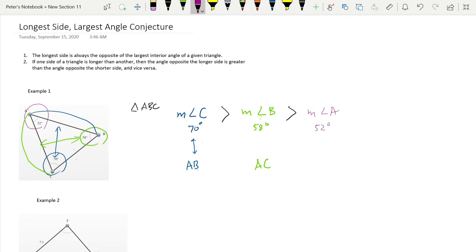And the shortest side, the last place, is going to be, and you folks see the arrows that I'm matching up, right? So opposite of 50 degrees will be BC, right? Segment BC or side BC. And it goes in that order as well.